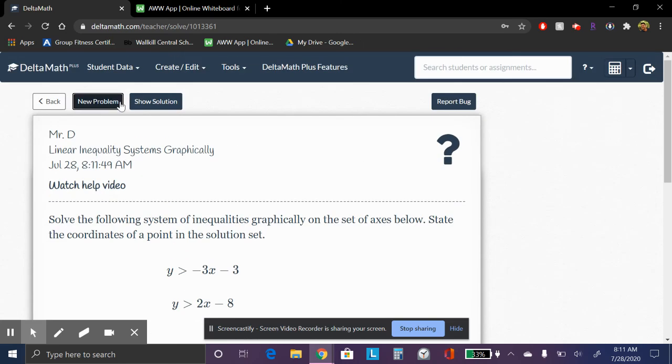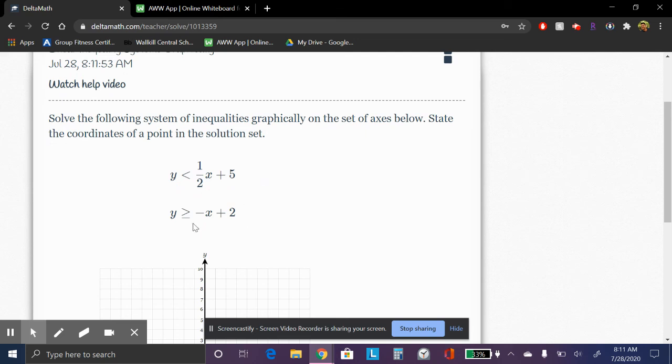So remember, when you're doing these problems, if you have an equal sign, it is a solid line. If you don't have that little equal sign, it's going to be a dashed line. If it points away from y, you shade above. If it points to y, you shade below. And then picking a point in the solution set is where the shades overlap.